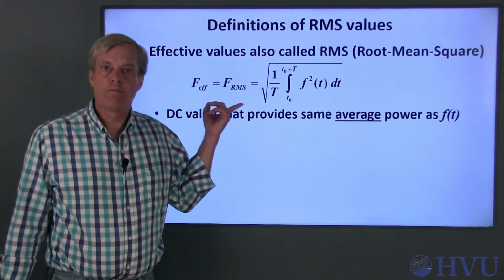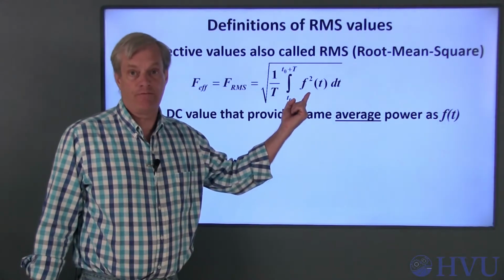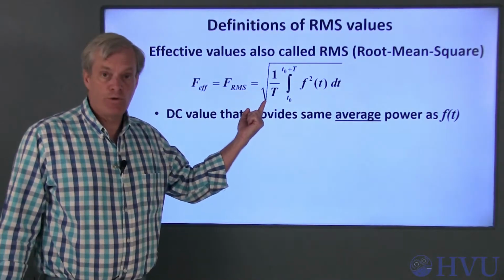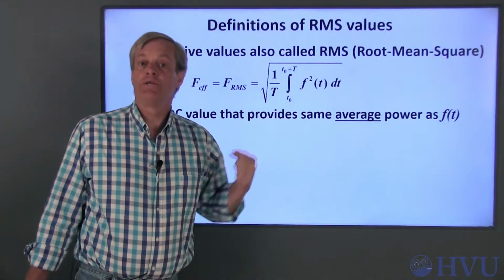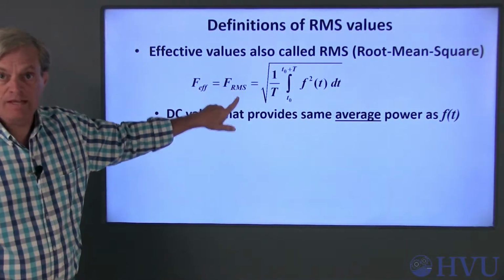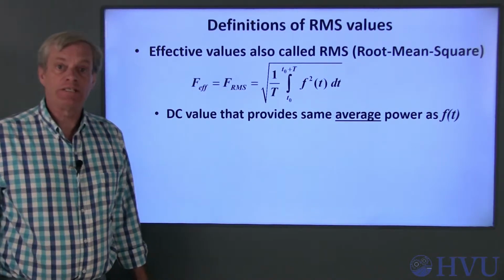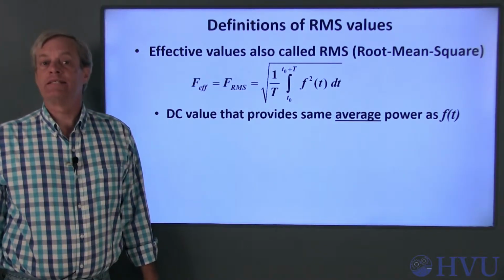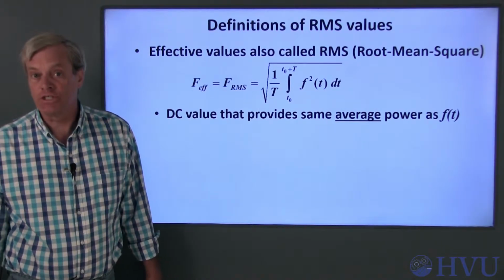This is the form of the effective value of an arbitrary time-varying function f of t. It's the square root of the mean of the square of the function, which is referred to as the RMS or root mean square value of the function. This level is the constant value that provides the same average power as the original time-varying function.